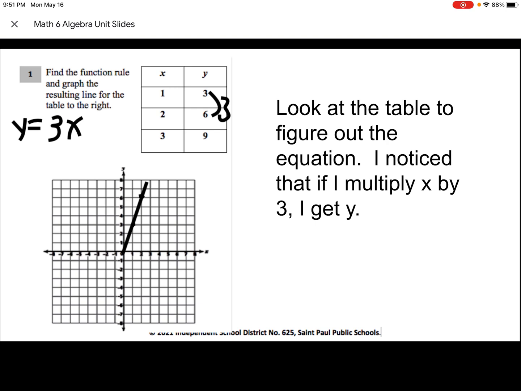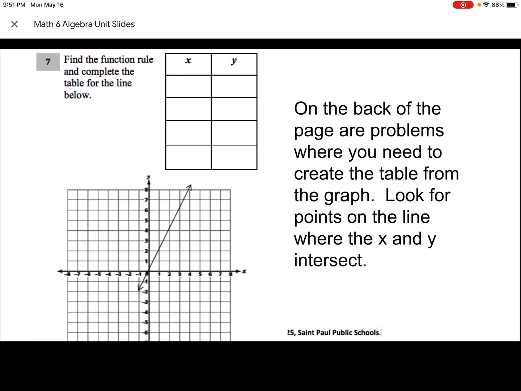All right, so there's 6 of those to do on one side of the paper. And then it gets a little harder on the back. The back is when you have just a line, and you have to figure out what the equation is from the table. The first thing is that I only want you to do 7 and 8. I don't want you to do 5 and 6. For some reason, the lines don't line up, and it's really hard to find the points.